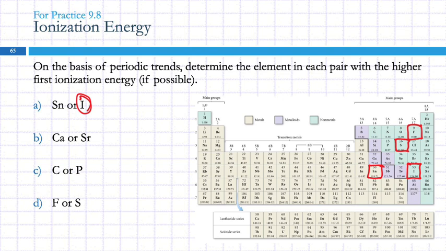So which one has a higher ionization energy? Fluorine. Small family, harder to snatch a child.